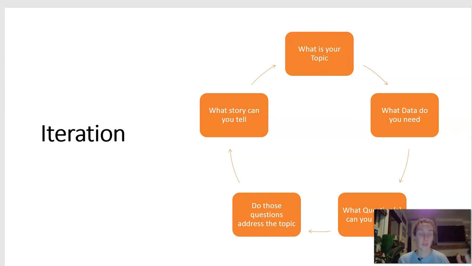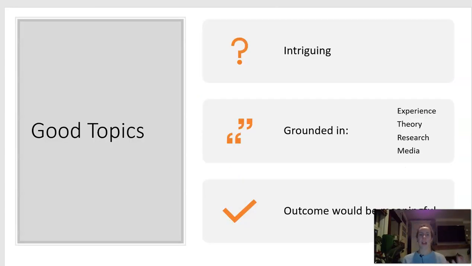Thinking about your topic, refining it, looking for the data that you're going to need to address your topic, having questions that come out of the data, thinking again, like sanity checking, do the questions address the topic, and then thinking about the story that you can tell, right? So you may end up through the course of the semester going through this iterative process multiple times. Okay? All right, so let's talk about what makes a good topic.